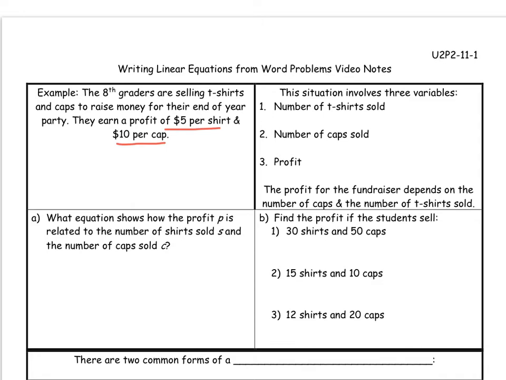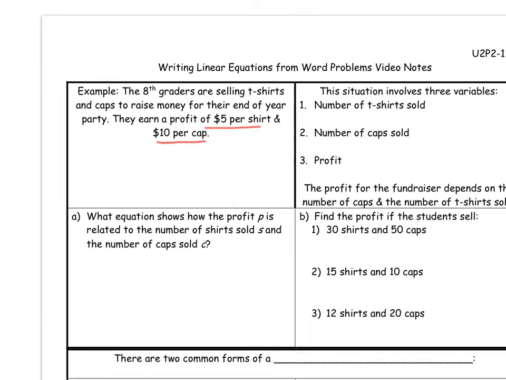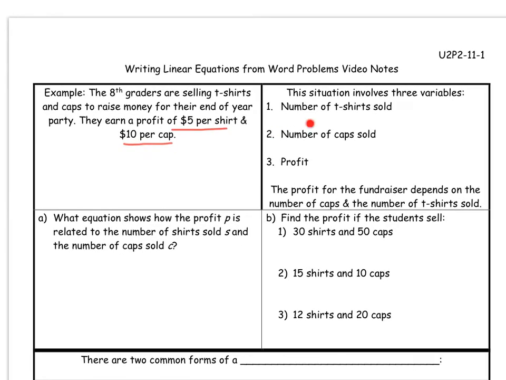So we want to go ahead and define some variables over here. The number of t-shirts sold, we'll use the variable t. The number of caps sold, we can use the variable c. And then the profit, we can use the variable p. So the profit for the fundraiser depends on the number of caps and the number of t-shirts sold. So I'm going to underline that word depends, and we'll come back to it later.